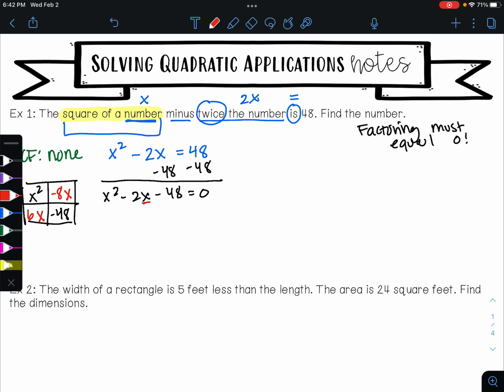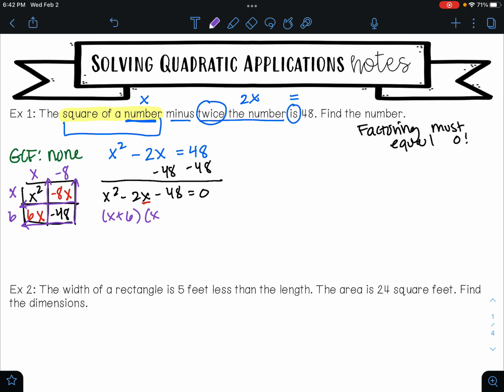Now that I have filled in my box, I can go ahead and find the GCF of each row and of each column. The greatest common factor of my top row is x. The greatest common factor of my bottom row is 6. The greatest common factor of the left side is x. And the greatest common factor of the right side is negative 8. So my factors are x plus 6 times x minus 8 is equal to 0.